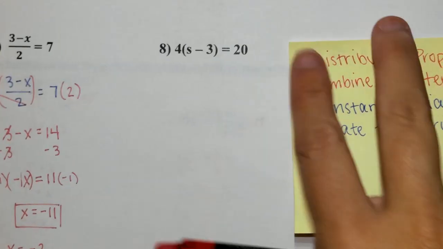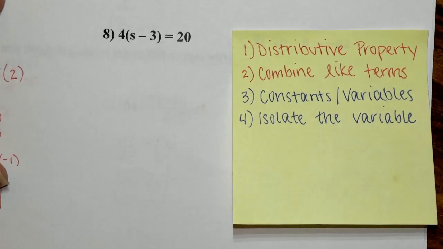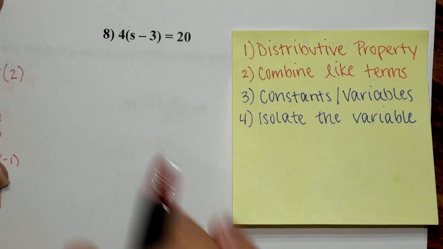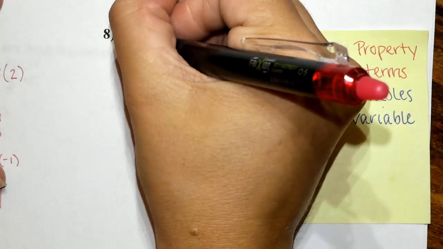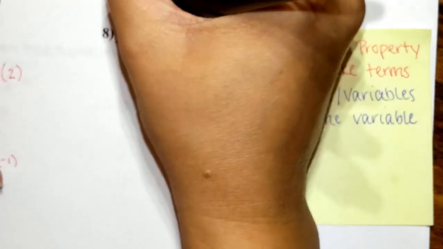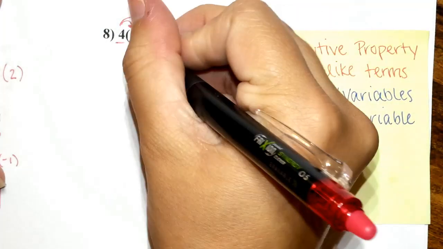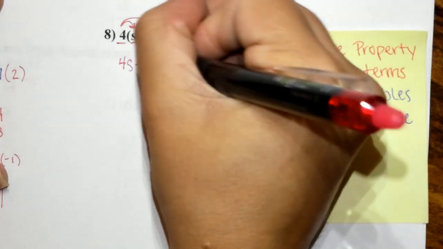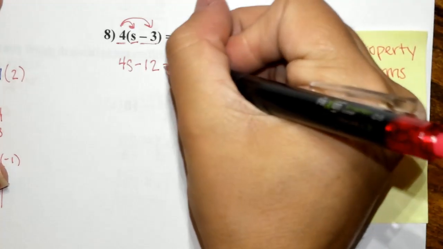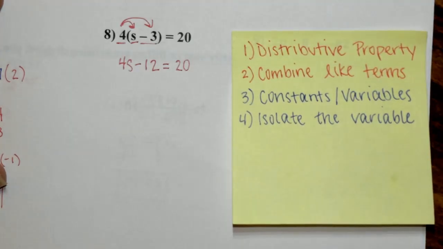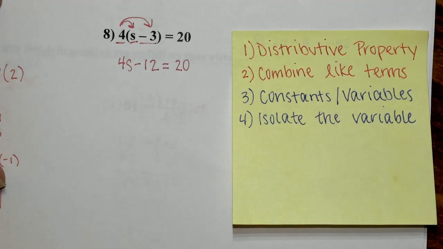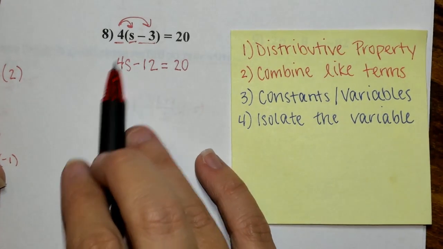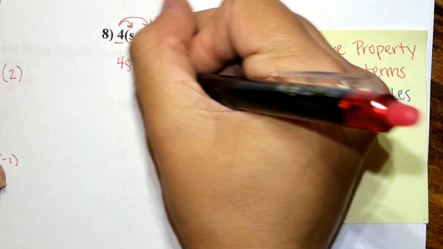Number 8. There are parentheses, so we have to use the distributive property to get rid of them. I cannot subtract 3 from s, so I'm going to have to take this 4, and I'm going to have to distribute it. 4 times s is just 4s, but 4 times a negative 3 is a negative 12. Bring down my 20, my equals. And from here, I get my constants and variables. Well, constants on one side, variables on the other. So the 4s is already on the left side, so I'll get rid of this minus 12 by adding 12 to both sides.